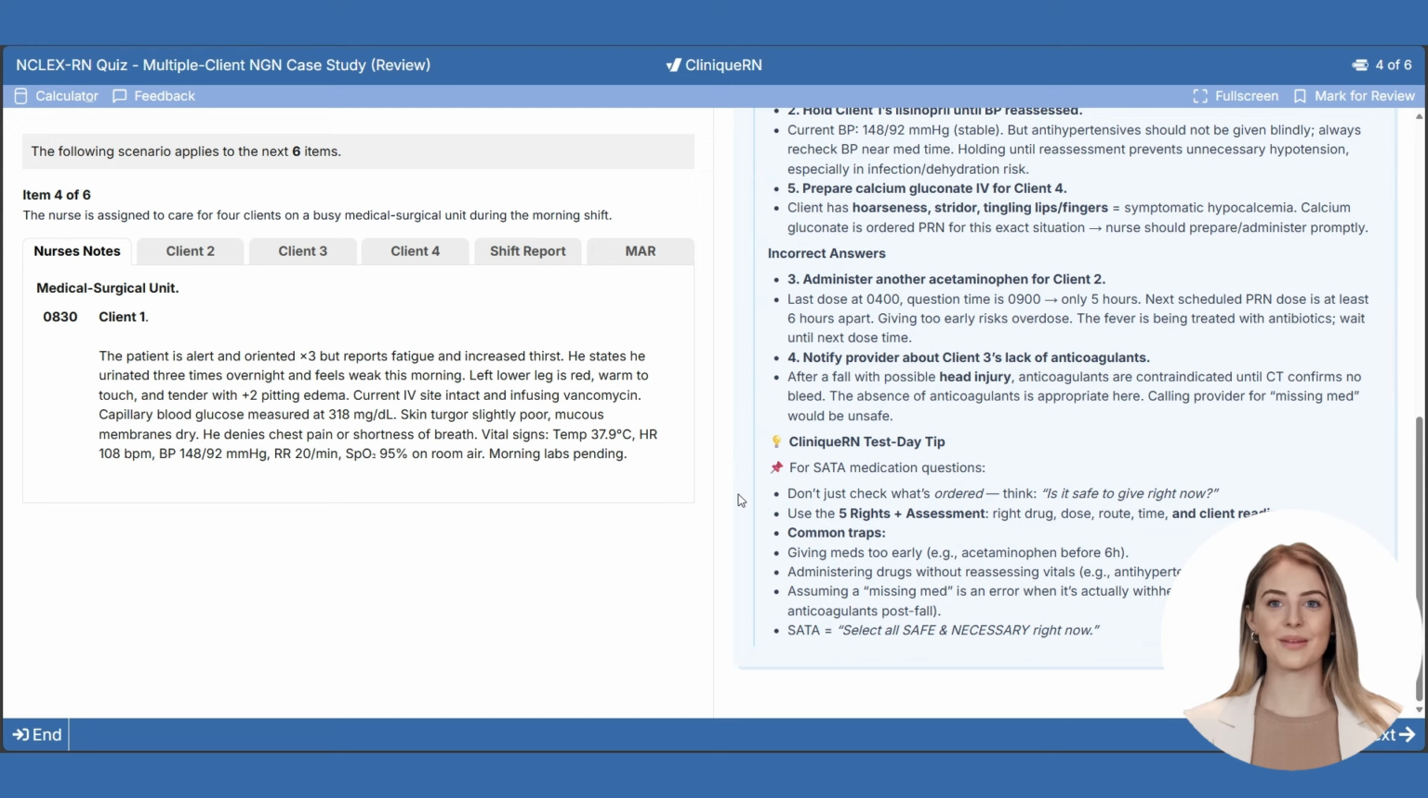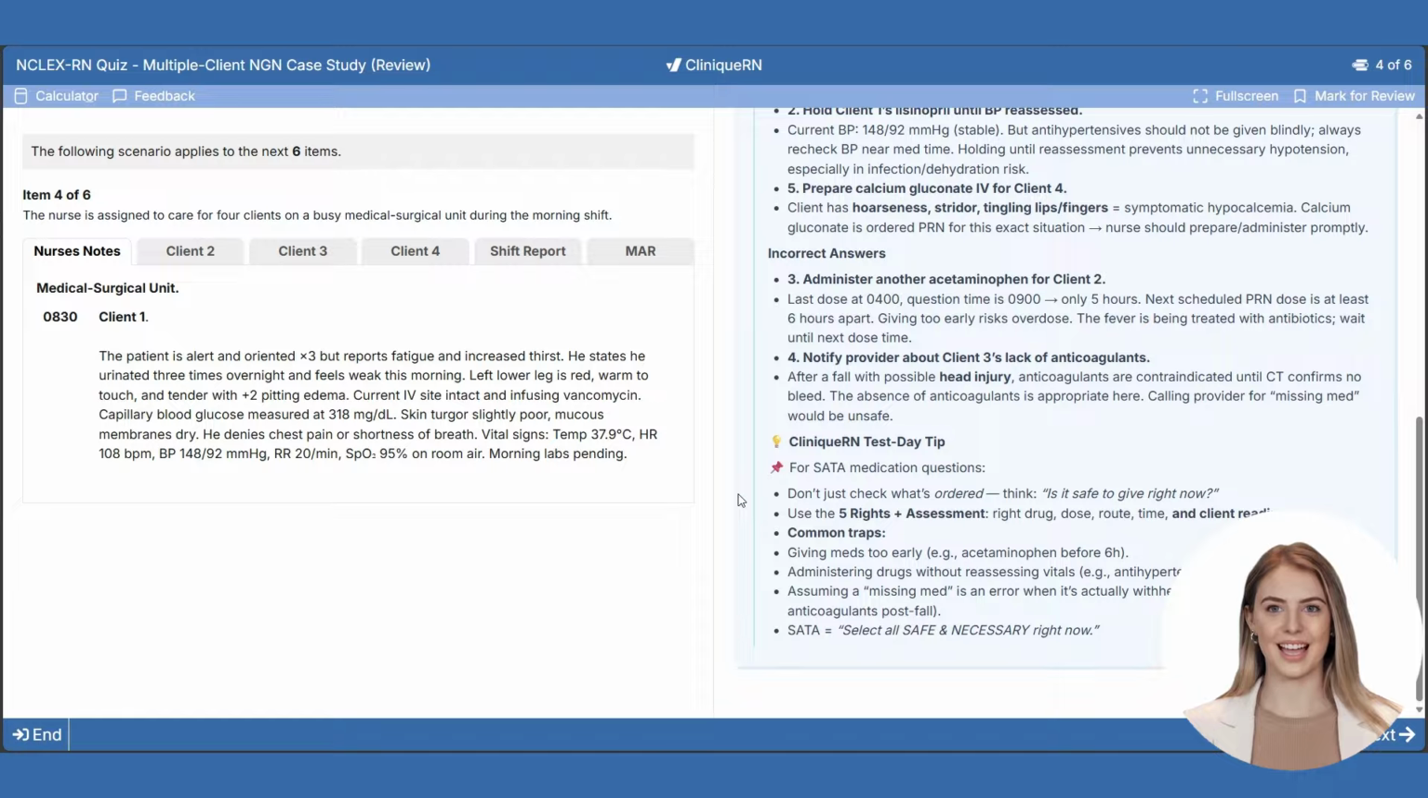Fourth, notify the provider about client 3's lack of anticoagulants. After a fall with possible head injury, anticoagulants are contraindicated until CT confirms no bleed. The absence of anticoagulants is appropriate here. Calling the provider for the missing med would be unsafe.